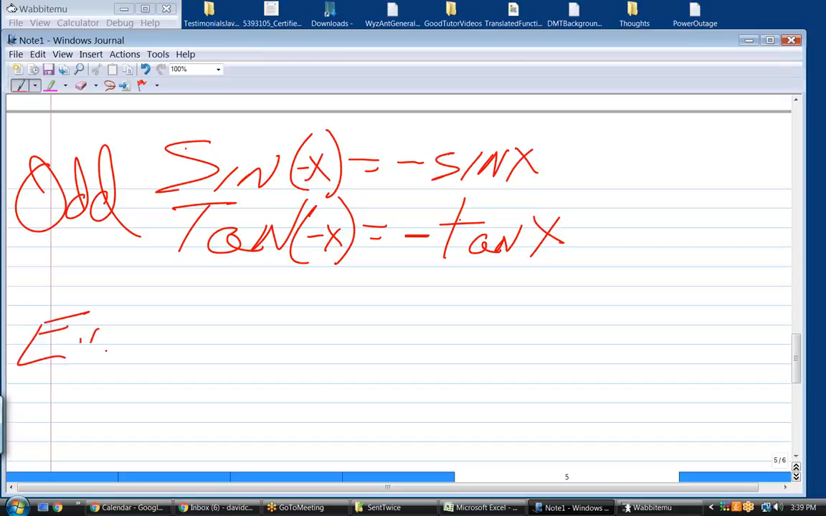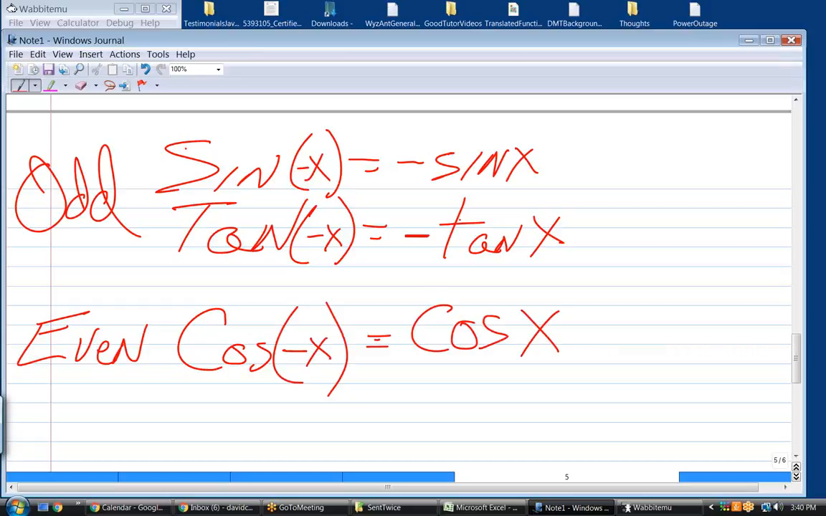No, cosine is even. And with even functions, if you take a negative value inside the parentheses, it doesn't do anything. It's the same as the cosine of x.